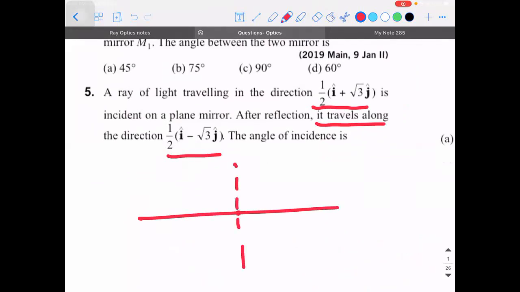Normal. Let me take this as origin. Half into i cap plus root 3 j cap. Now, which quadrant is it? So it is entering into the first quadrant. This is the angle of incidence.